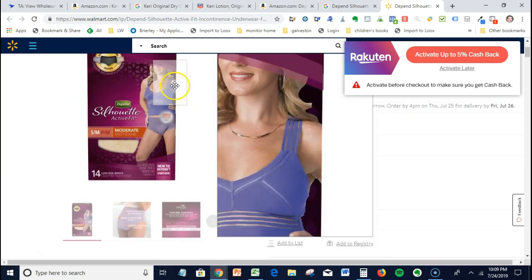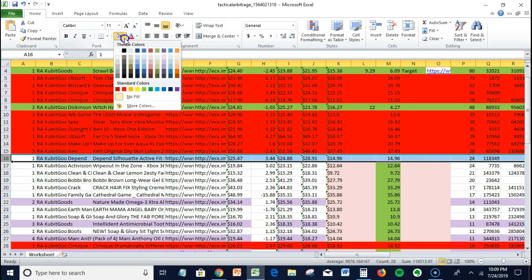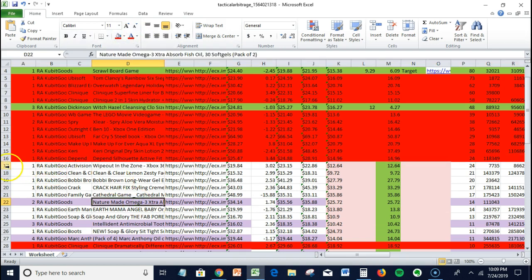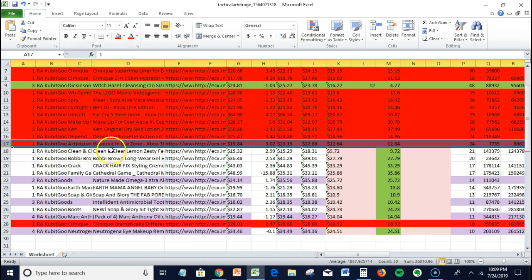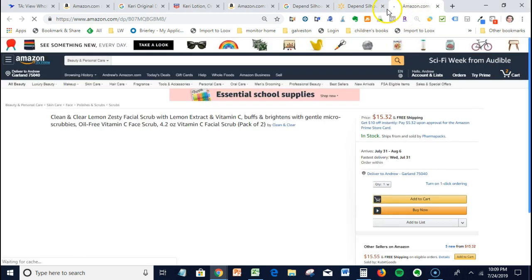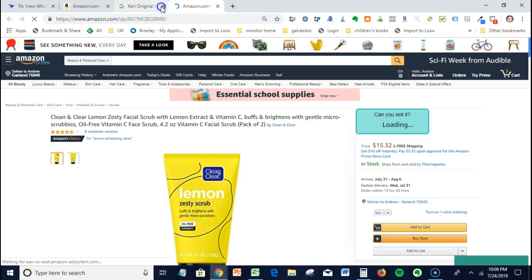It doesn't look like it's going to be an easy search to find it cheaper, so let's go ahead and close that one out. This is a game, so no to that. Let's look at this. Lemon Zesty Scrub.